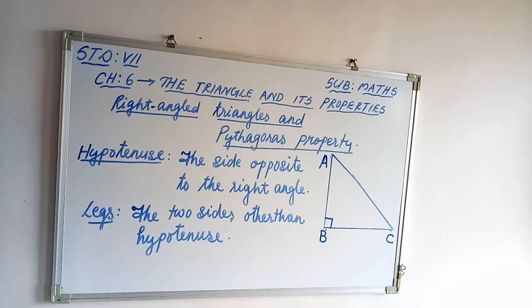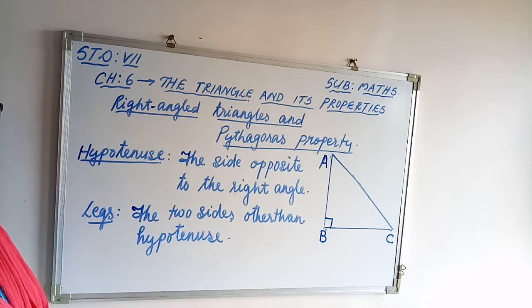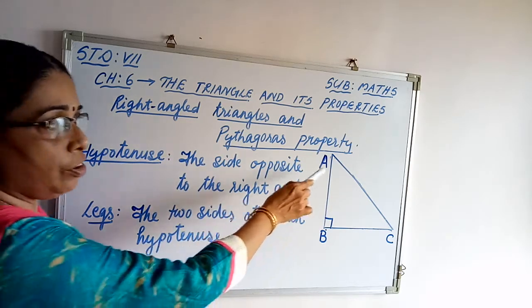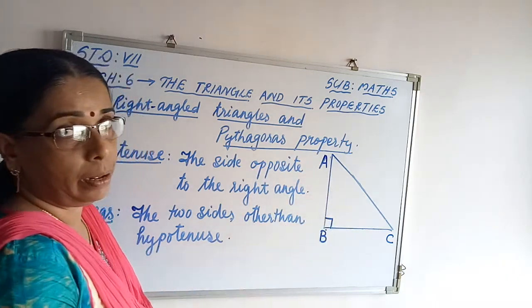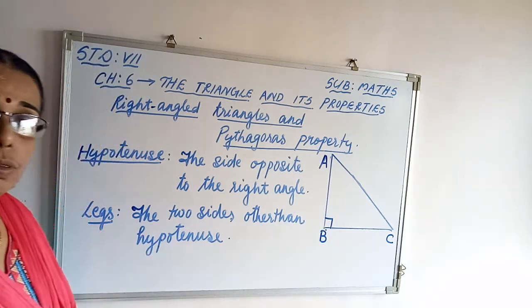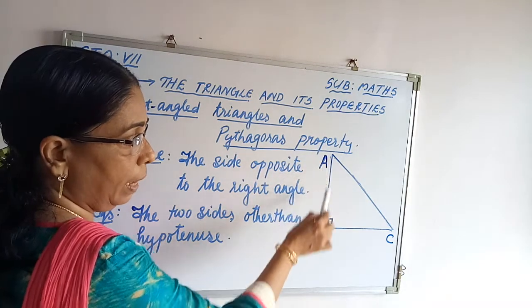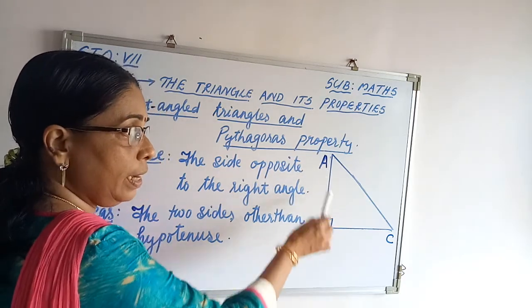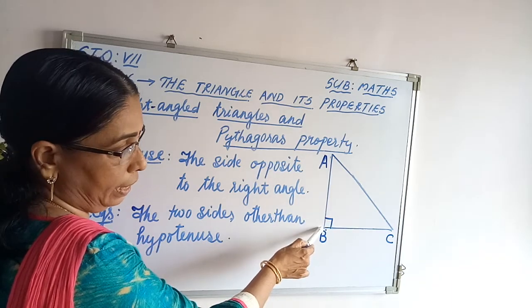Today we are going to study an important property of right-angled triangles. We have already learned what a right-angled triangle is. A right-angled triangle is a triangle whose one of the angles is 90 degrees. In a triangle, if any one of the angles measures 90 degrees, it is called a right-angled triangle. Here I have drawn a right-angled triangle ABC. In right-angled triangle ABC, angle B is equal to 90 degrees.